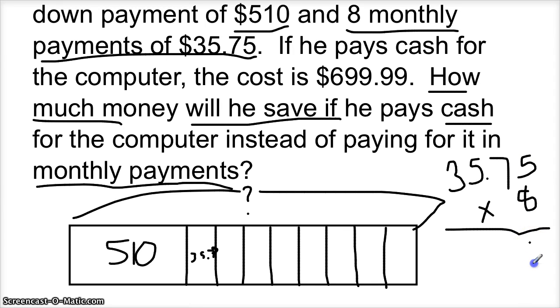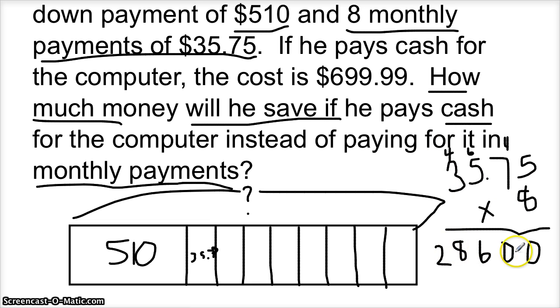8 times 5 is 40. Give me my 4. 7 times 8 is 56, plus 4 more makes 60. 8 times 5 is 40, plus 6 more is 46. And 8 times 3 is 24, 25, 26, 27, 28. 8 and a 2.